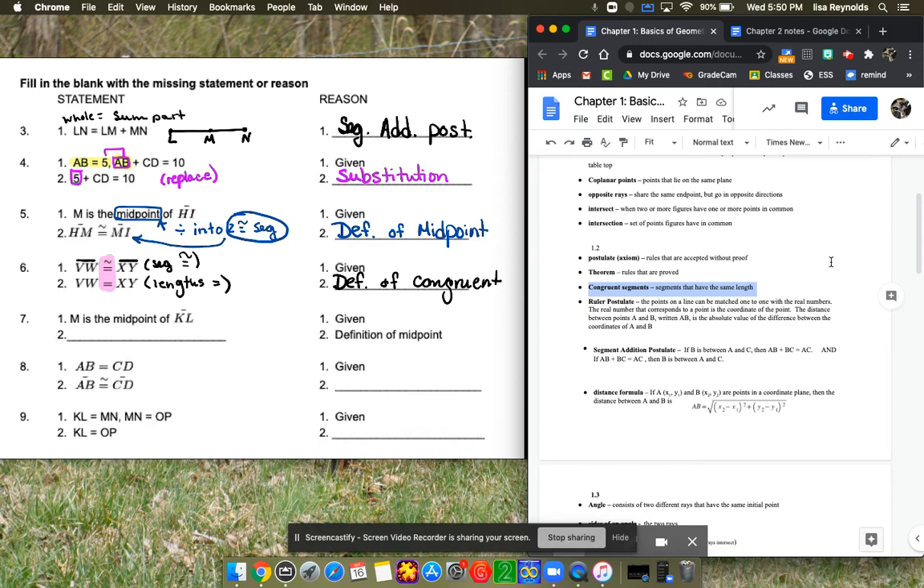Problem 7, this time we have to fill in our statement, and they're telling us to do this using the definition of midpoint. So remember that we talked about this one previously. Our definition of midpoint is that we're going to divide into two congruent segments. So my statement here is going to be to tell which segments are congruent. When we're dealing with a midpoint, we have our first end to the middle will be congruent to the middle to the other end. So from the first endpoint to the middle is congruent to the middle to the other end.